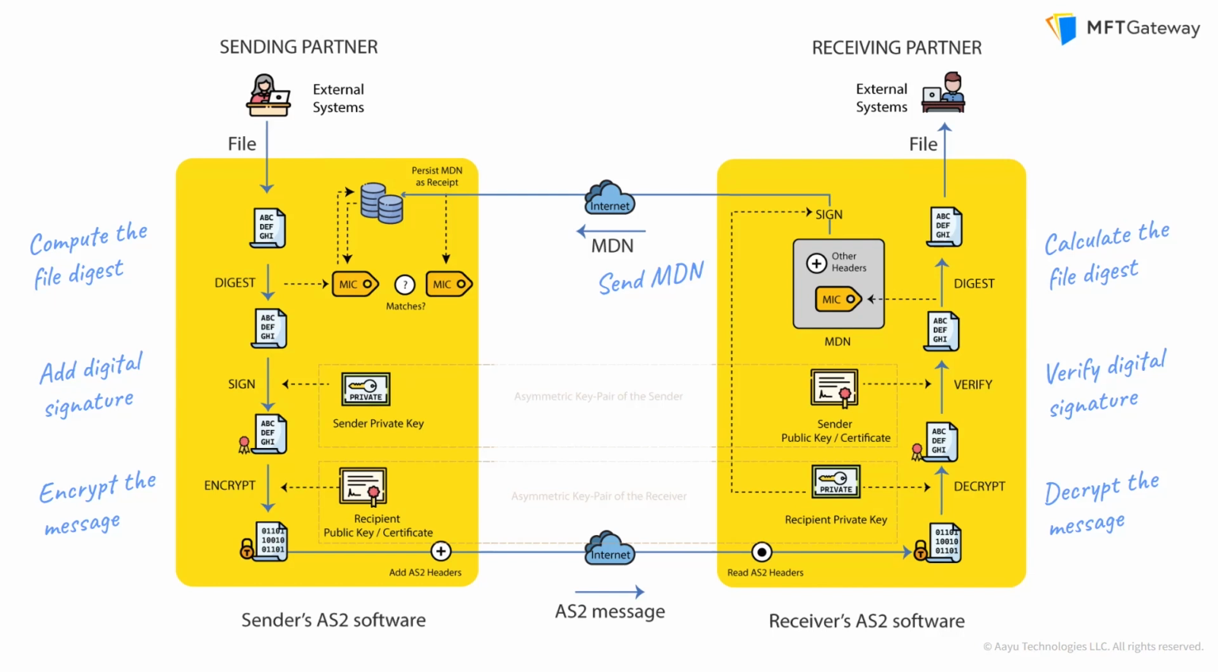And once the sending party receives this MDN, they will first persist it on their systems as a proof of successful delivery. Then they will extract the MIC from that MDN and compare that MIC with their own value they calculated on the first step to see whether these MIC values match with each other. Once that step is done, the lifecycle of the AS2 message gets completed.